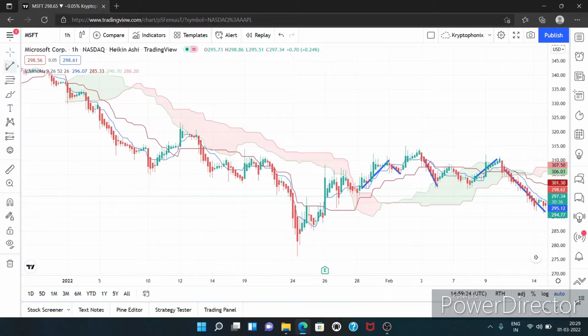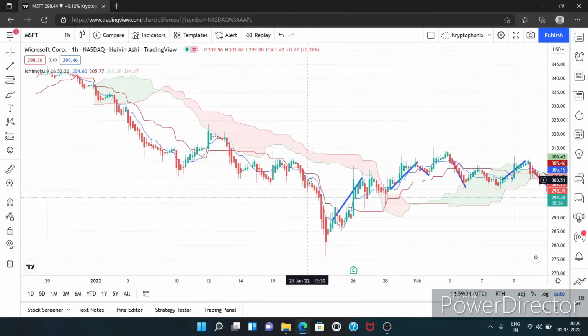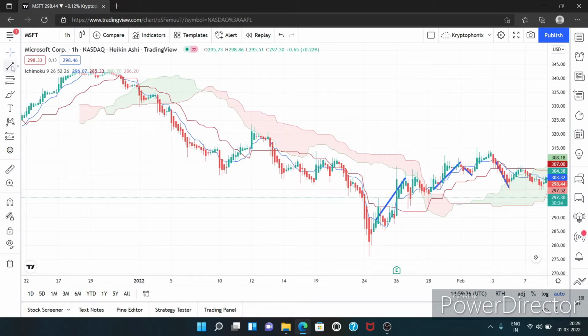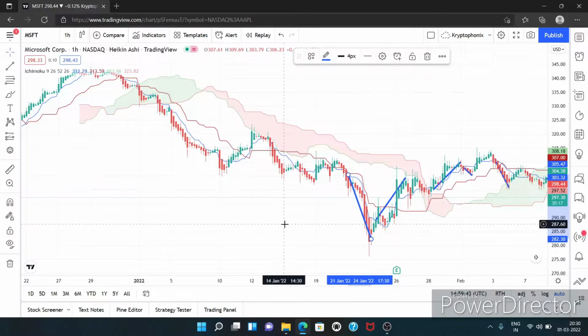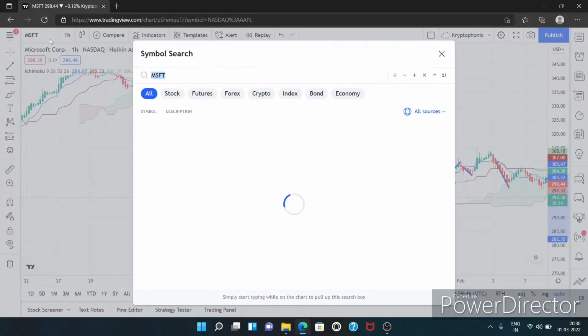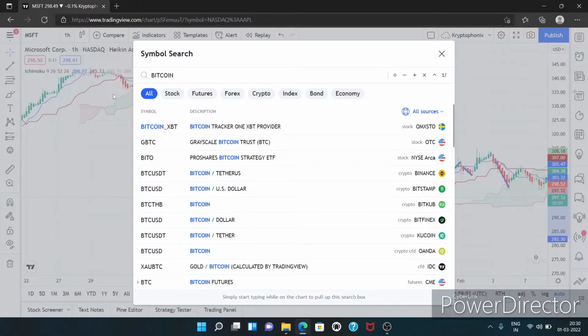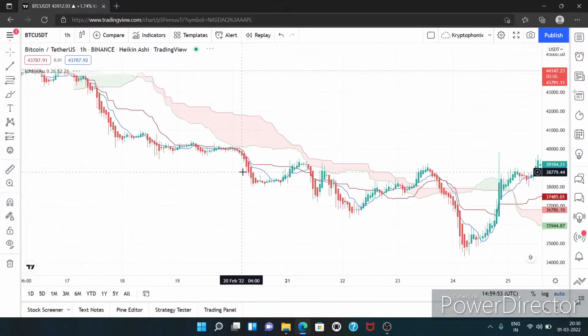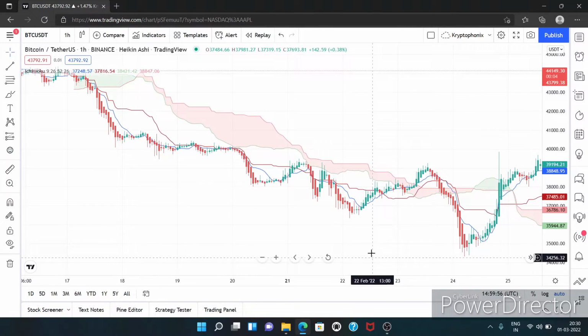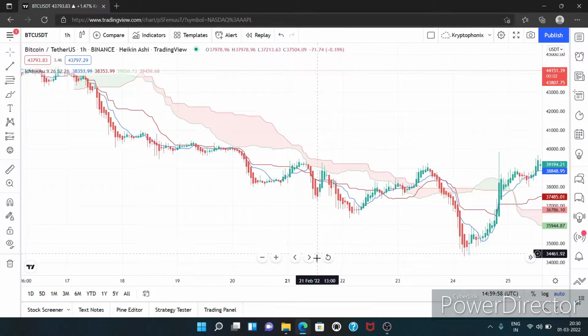Okay, if you look over here, a green candle closed above the line, result up move. If you look over here, a candle closed below the blue line, result down move. Okay, now let's change the script. Let's check it on Bitcoin now. If you move to Bitcoin, the same indicator is being used and the same Heikin-Ashi setup.